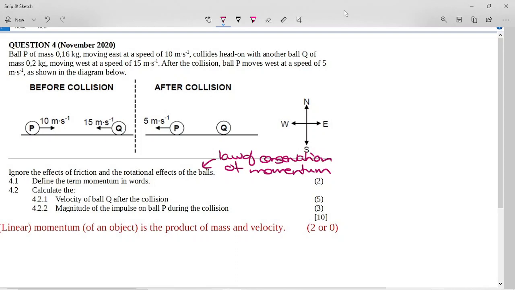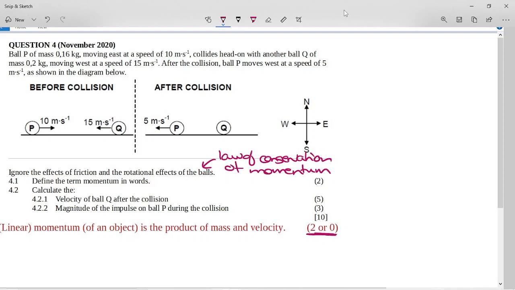Then it says to define the term momentum in words. In the guidelines, it says the linear momentum of an object is the product of the mass and velocity. In this one, they just said momentum, so they will say momentum is the product of mass and velocity. This is a 2 or 0 definition. If you are not 100% word perfect, you cannot get both marks. So learn your definitions properly.